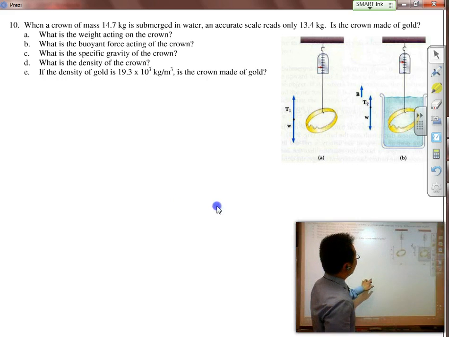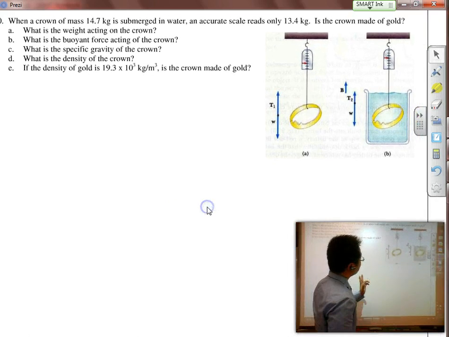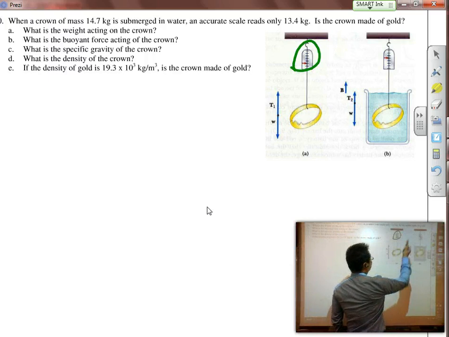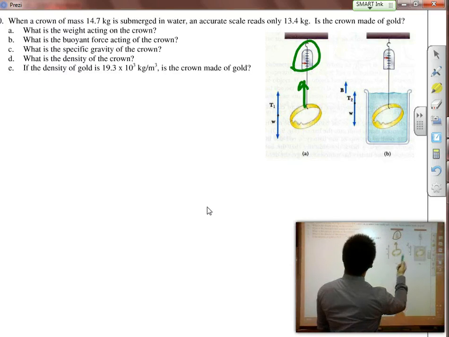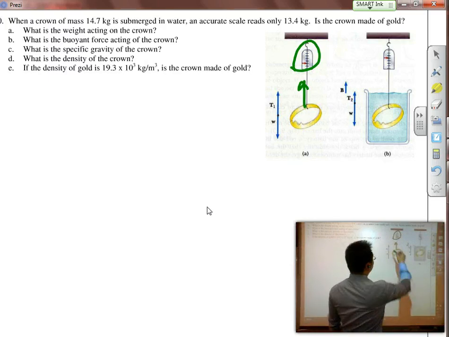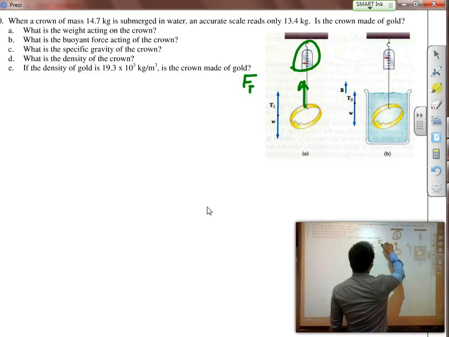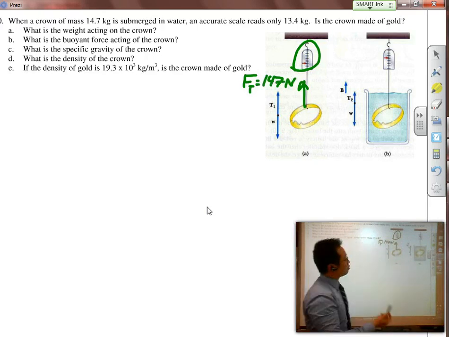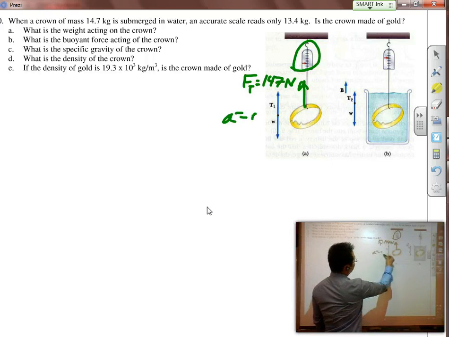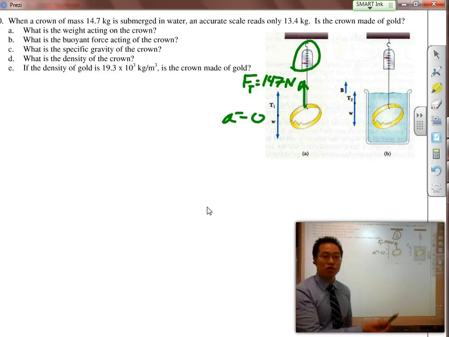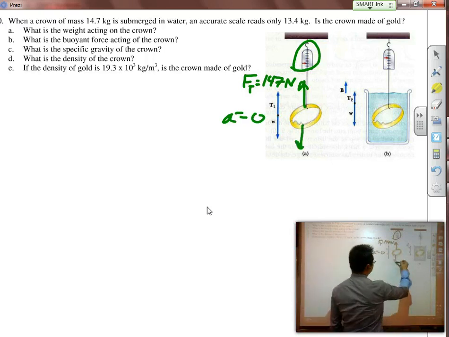So if you take a look at the very first diagram, the scale over here is the reading for the tension force. And it said that the tension force was equal to, well, since it's 14.7 kilograms, Ft is equal to 147 newtons. And of course, since this entire thing is at rest, that means that the mg, the actual weight of the crown, has to be 147 newtons as well.